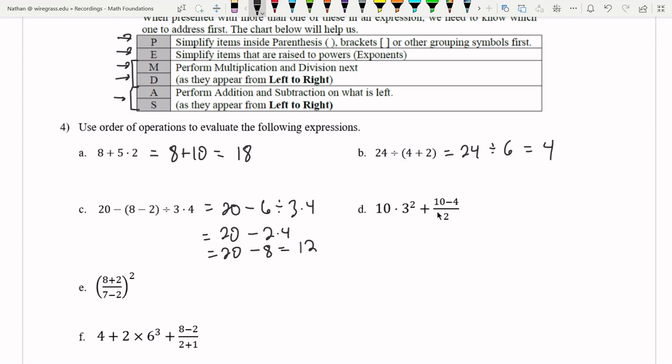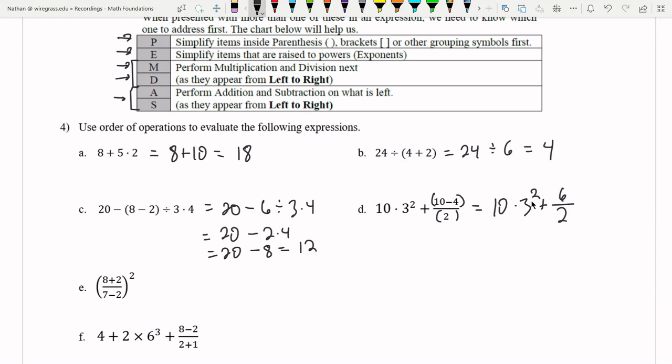Okay, now the fraction bar acts like a grouping symbol, like parentheses. If I put parentheses around the top and parentheses around the bottom, that's what the fraction bar implies. Make sure you always simplify the top and the bottom of the fractions before doing the division that results. So here we're going to have 10 times 3 squared plus 10 minus 4 is 6. 2 is just a number, so I'm just going to leave it as 2. There's no need to write the parentheses around that.